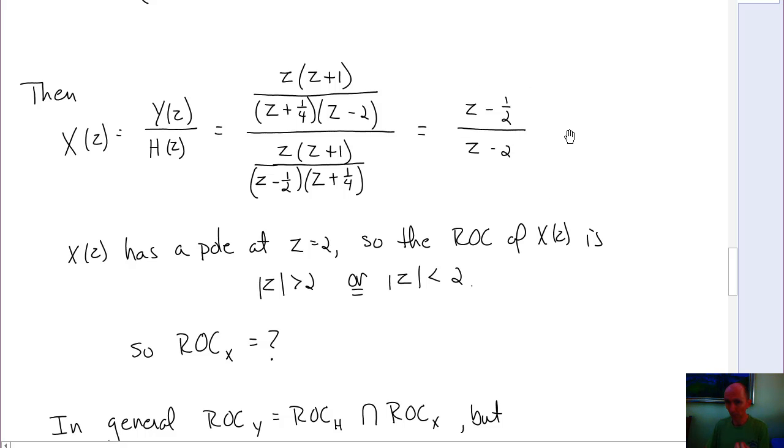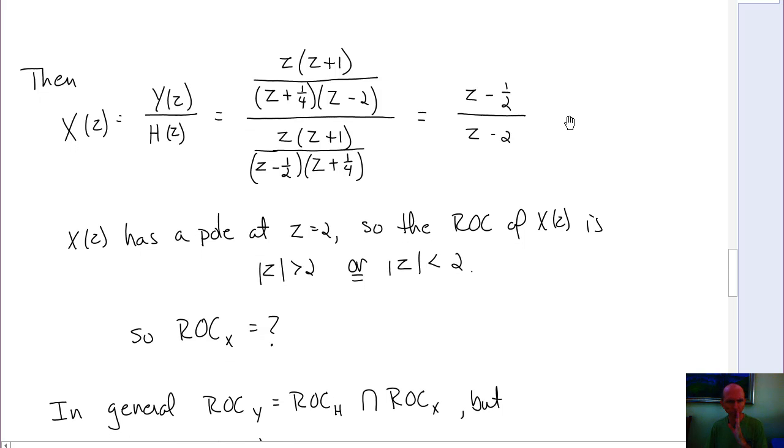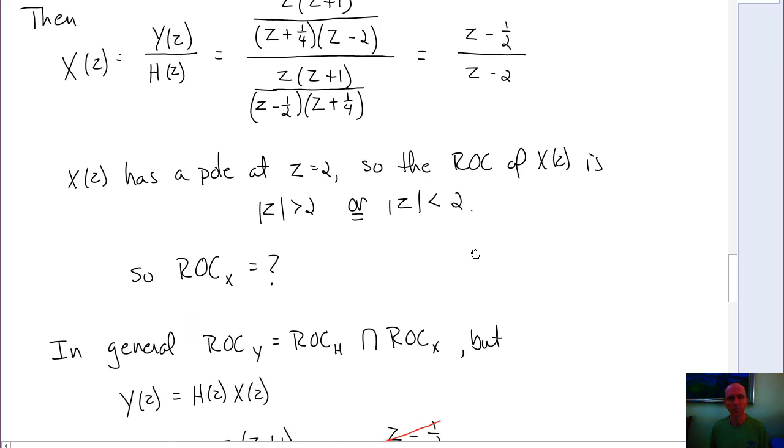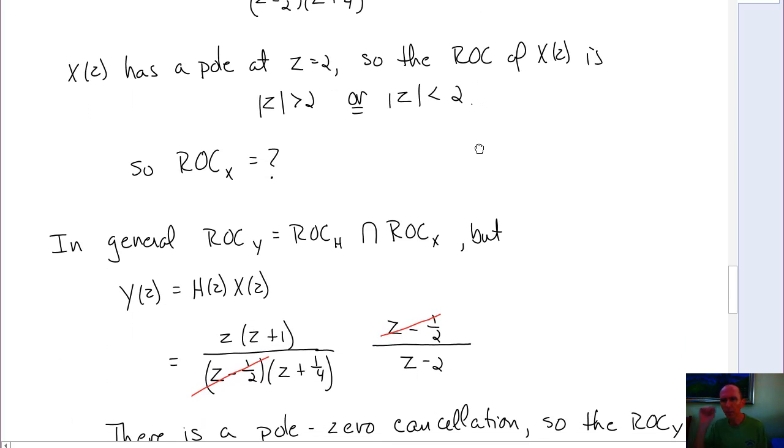Now, we also need to know the region of convergence of x of z. We see that it only has one pole, and that the pole is at z equals 2. Now, the region of convergence can include the poles. It's either greater than or less than the poles. So in this case, the region of convergence is going to be magnitude of z greater than 2 or less than 2. Which one is it?